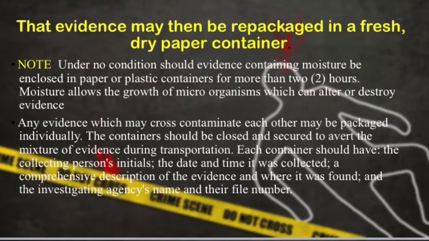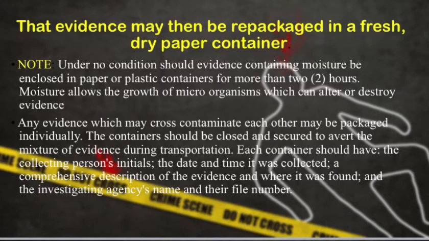Any evidence which may cross-contaminate each other may be packaged individually. The container shall be closed and secured to avoid the mixture of evidence during transportation. Each container shall have the collecting person's initials, the date and time it was collected, a comprehensive description of the evidence and where it was found, and the investigating agency's name and their file number.